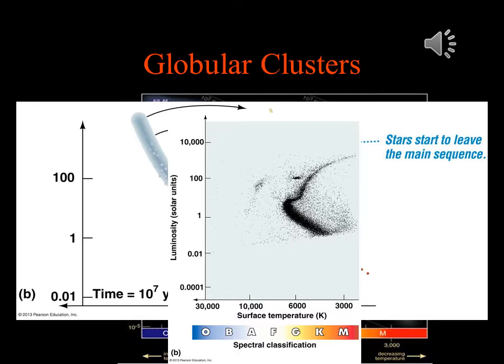Recall, nearby stars are a few light years away. So thousands of light years is now a fairly large distance. Not millions, but thousands of light years. Remember that for the next slide.